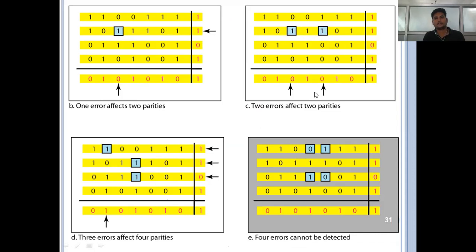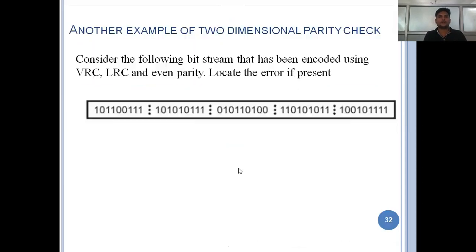Two errors affect two parities, and three errors affect four parities. If two errors are in the same line, it affects two parities. Three errors affect four parities, and four errors cannot be detected. Another example for two-dimensional parity check is this one, 100. I think you understand clearly if you watch the material for better understanding of these examples.